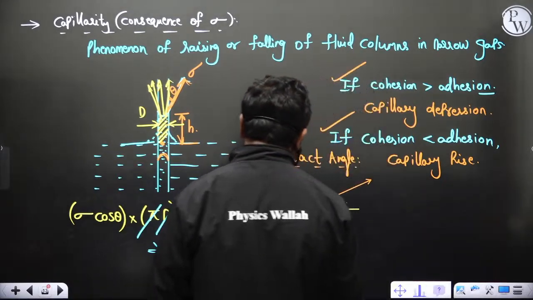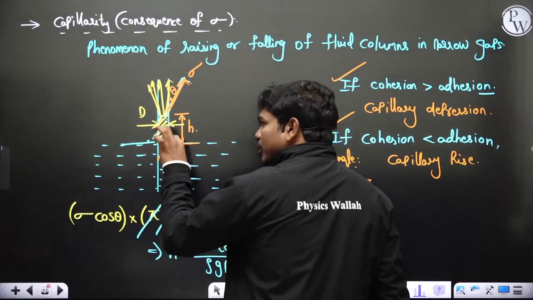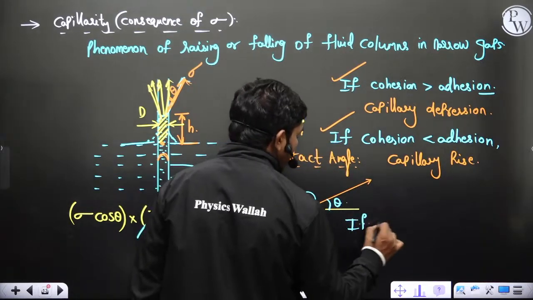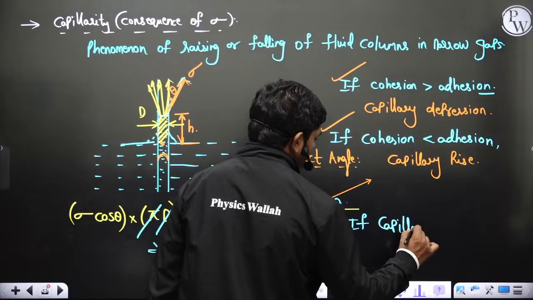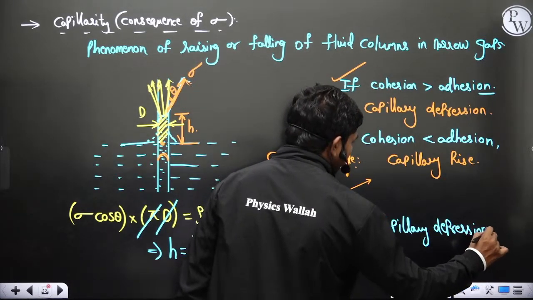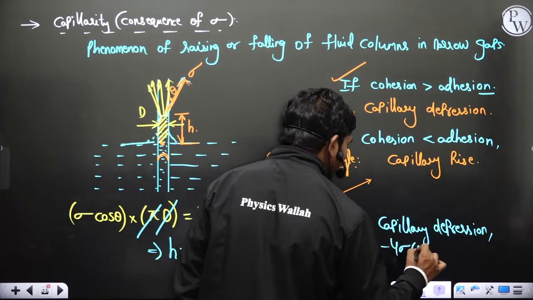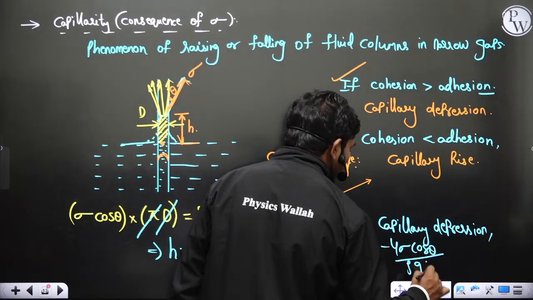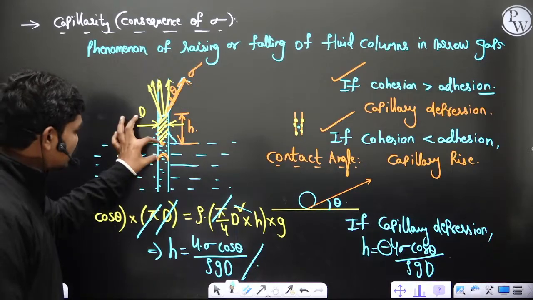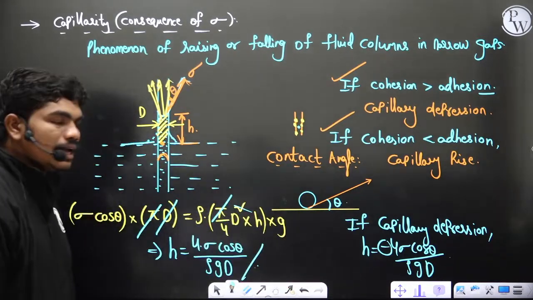Similarly, in case of capillary depression, the imaginary mass of the fluid which is here should be equal to the surface tension force. So in capillary depression, you can clearly see that h is again equal to minus 4 sigma cos theta by rho g d. This minus sign will decide the direction. If you make a balance for this imaginary mass of the fluid, you will get the same expression but with a minus sign.